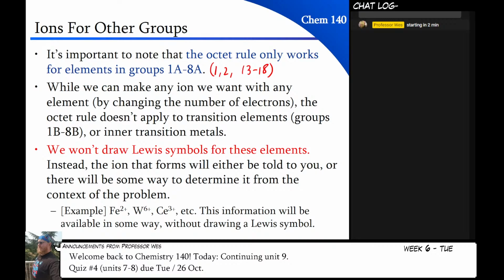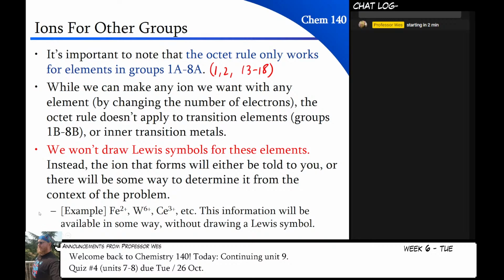Now, that's only the octet rule. That doesn't have anything to do with making ions in general. You can make any element into any ion that you want by simply adjusting its number of electrons. For example, for iron, you can remove 2 electrons to make iron 2+, or you can remove 3 electrons to make iron 3+, and those are actually very common. But they don't follow the octet rule. They play around with some other patterns that we're going to talk about in Chem 161 when we look at electron configurations. As a result, we're not going to draw Lewis symbols for those.